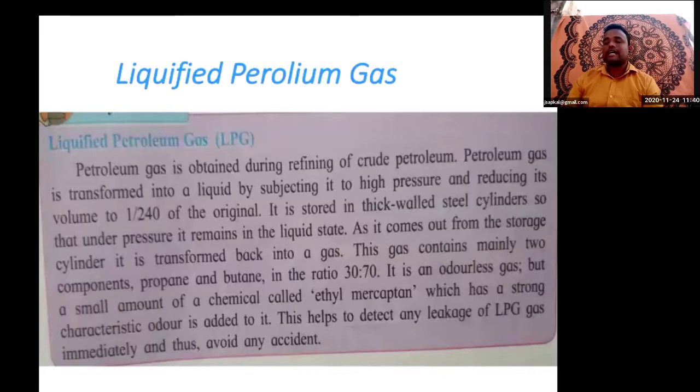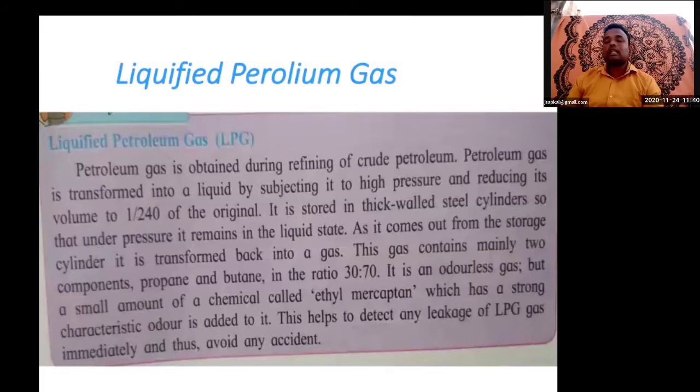This gas contains mainly two components, propane and butane. See, the cylinder gas contains only two things, propane and butane, in the ratio of 30:70. So propane is 30% and butane is 70%. It is also an odorless gas.